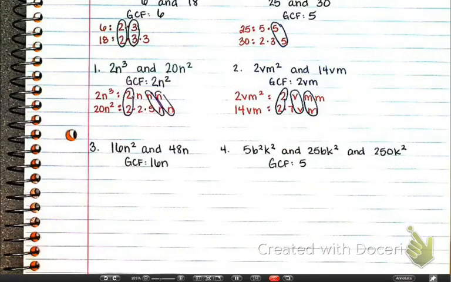Now, it has to go into all of the terms. Let's look at the B's. Are there B's in all three terms? No. So B cannot be a factor. Okay. Are there K's in all three terms? Yeah? How many K's can I take out? 2. Okay, so let's make sure. Are there 2 K's in the first term? Yes. Are there 2 K's in the second term? Yes. Are there 2 K's in the third term? Yes.